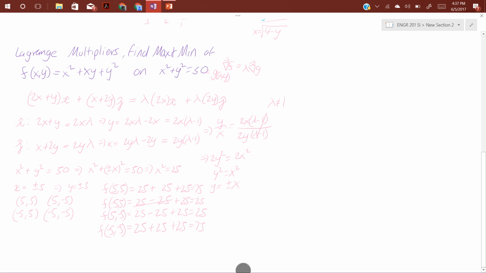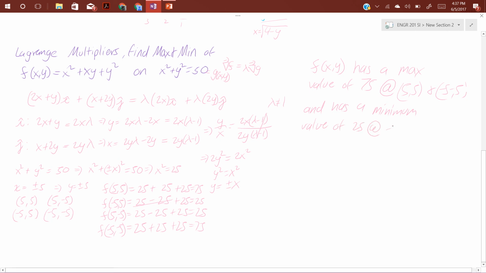So in order to conclude this problem, we would say that f of x, y has a max value of 75 at 5, 5 and negative 5, negative 5, and has a minimum value of 25 at negative 5, positive 5 and positive 5, negative 5.